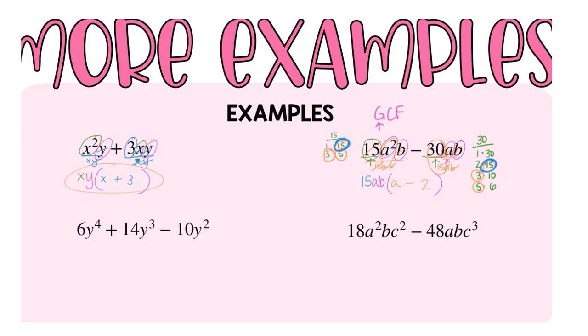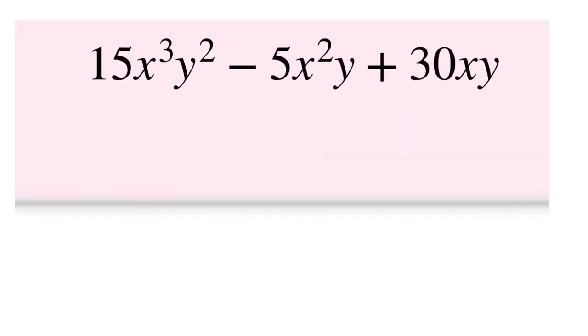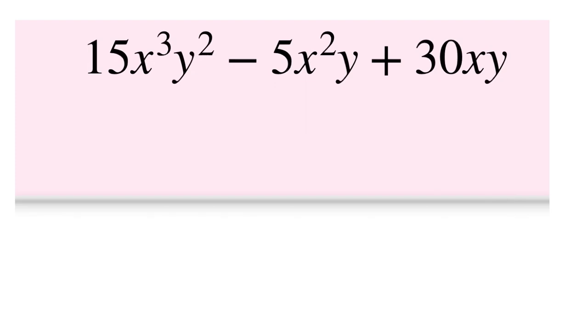Okay, so this next one has 3 terms. So this one's just going to take a little bit longer. So let's start with the coefficients. Let's start with these numbers right here. What goes into all 3 of those? So 15, negative 5, and 30. So 5 looks like the smallest number, right? Which means let's check to see if that goes into 30. Does 5 go into 30? Yes. Does 5 go into 15? Yes. So 5 would be our greatest common factor.